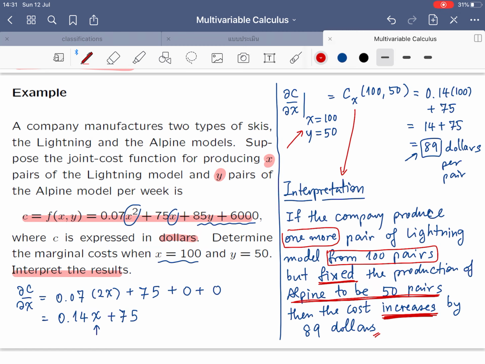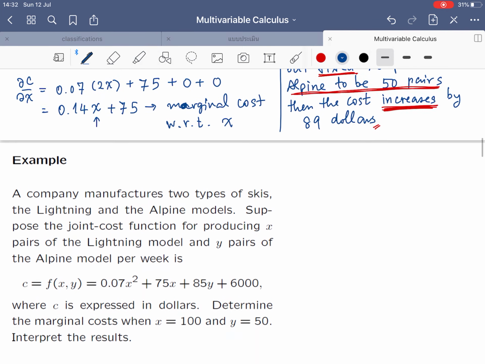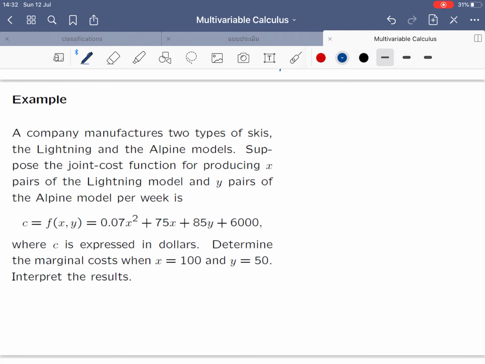So now let us look at this problem again, but on the other aspect. Instead of the one with respect to x, let's see this problem again, but you find a partial derivative with respect to y, which is a marginal cost with respect to y. So don't forget that the previous one is a marginal cost with respect to x. So let us do it again, but the marginal cost with respect to y. So you are going to find the dC/dy.